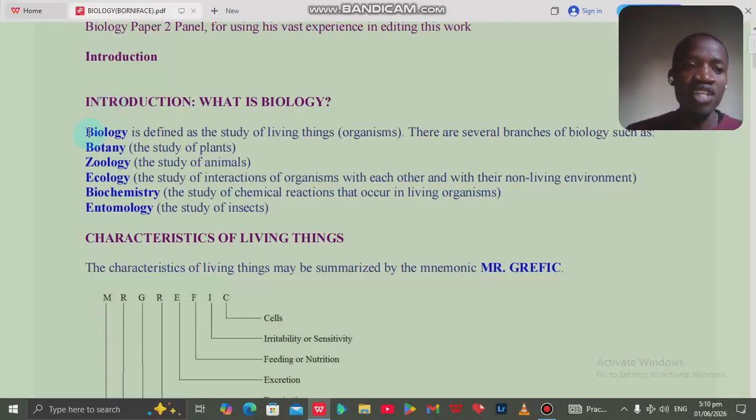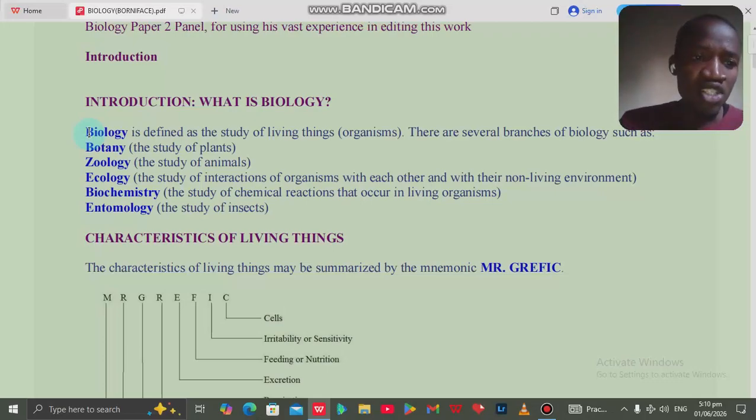So the first branch that we have is known as botany. Now, botany is simply the study of plants. So each time that you hear of the word botany, just know that you are dealing with plants. And then another branch to biology is known as zoology. So this zoology is the study of animals.